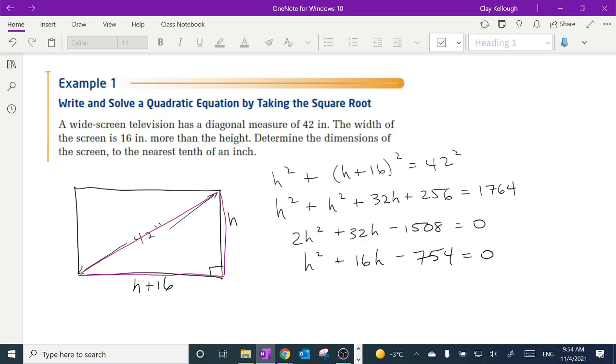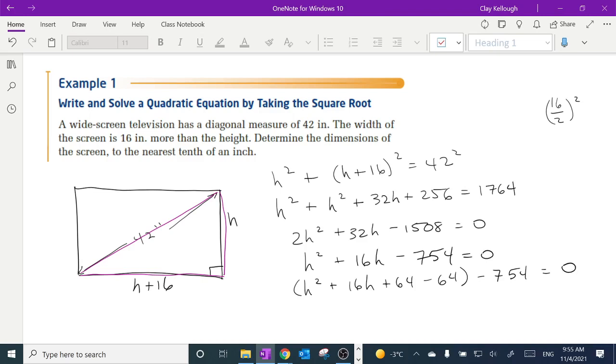Completing the square is always easy, too, when there's no number in front of h squared other than 1. So all I have to do is figure out what actually completes the perfect square if the b term is 16. And remember, what I do is I just take 16, divide it by 2, and then square that answer. Right? So that's 8 squared. So that means I need a 64 here. But I can't just add 64 to the equation. So I minus it again right away.